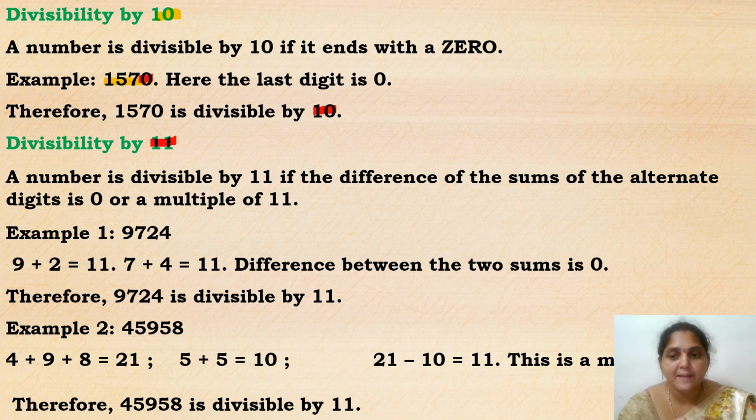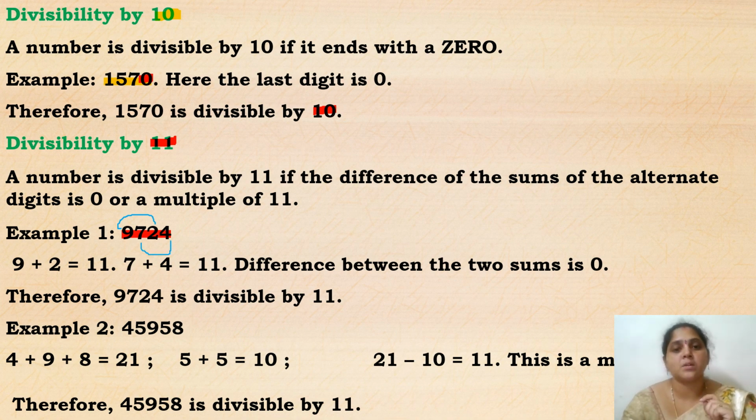What are the multiples of 11? 11, 22, 33, 44, 55, 66, 77, 88, like that. So, if you are getting any multiple of 11, then we consider that the number taken is divisible by 11. For example, here I have taken my number 9724. Here, what I have to do is take the alternate digits. What are my alternate digits here? 9 and 2. Then 7 and 4.